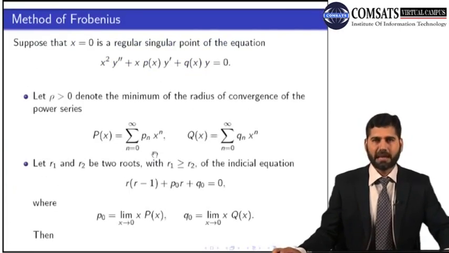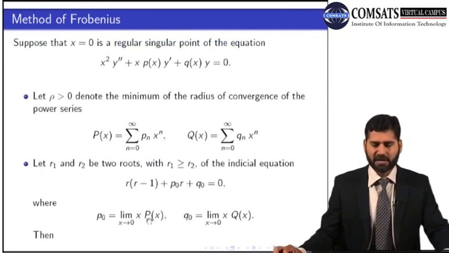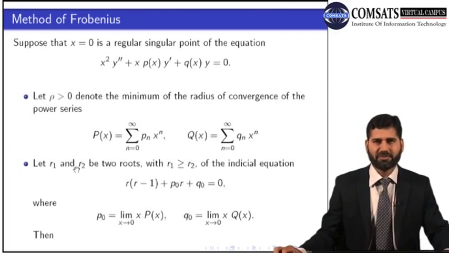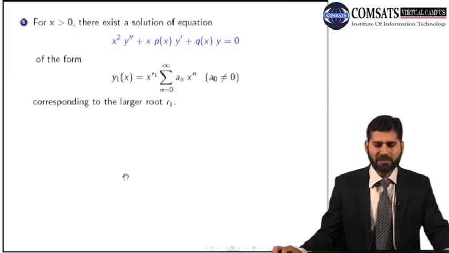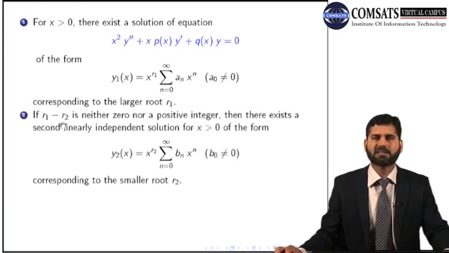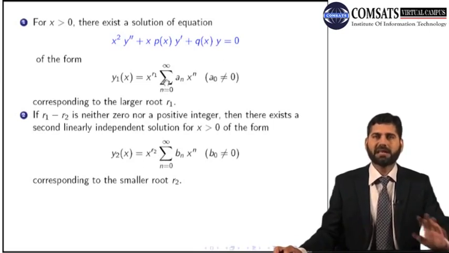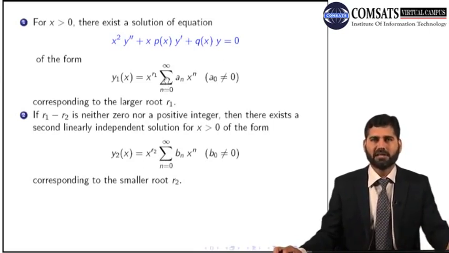So let me stepwise summarize this method. First of all, you will find P naught and Q naught. After finding P naught, Q naught, you will plug those values here. That will give you the initial equation. And then you will find the roots R1 and R2. All right? R1 will give you the first solution. Then we will check whether R1 minus R2 is an integer or not. If it is not an integer, then this will be my second solution, and I will find the second solution as well. After this one, it is very similar to the ordinary point solution.